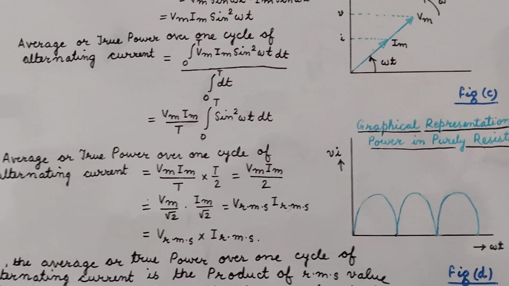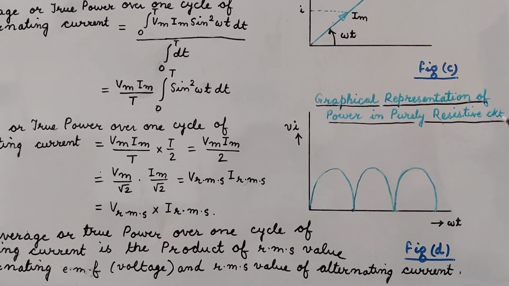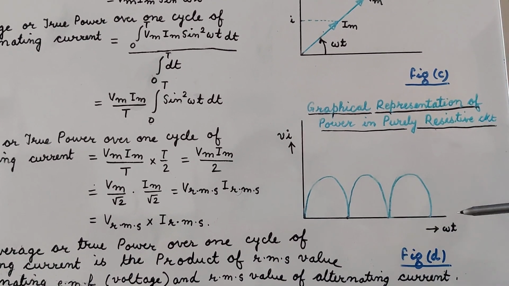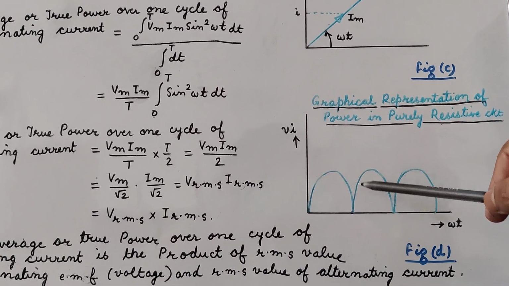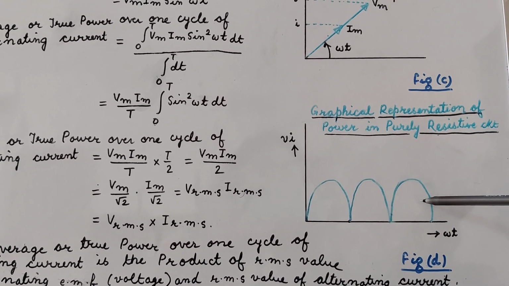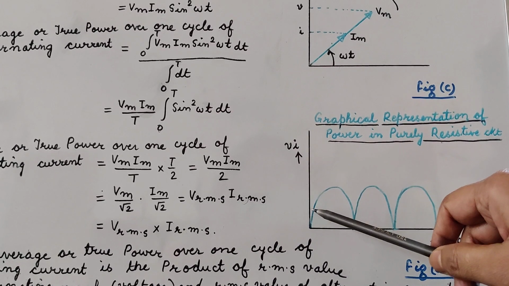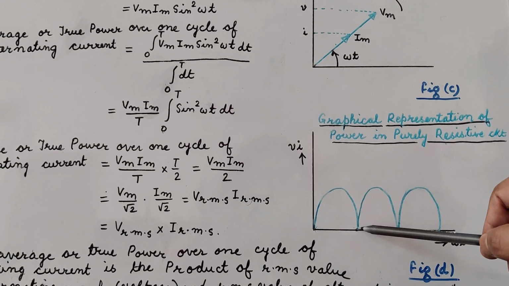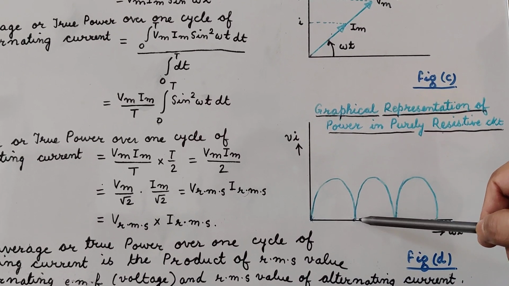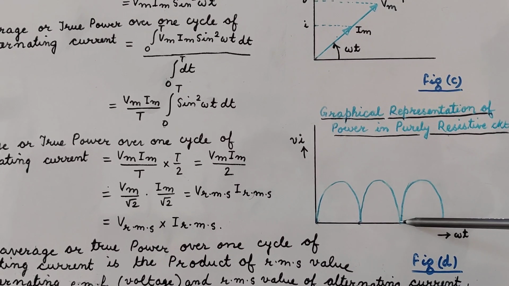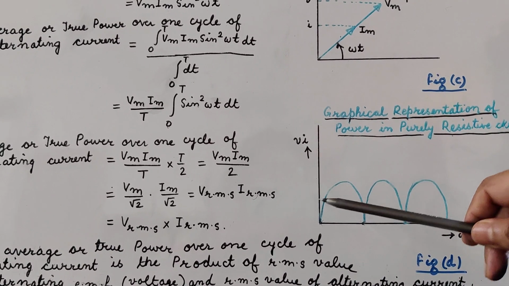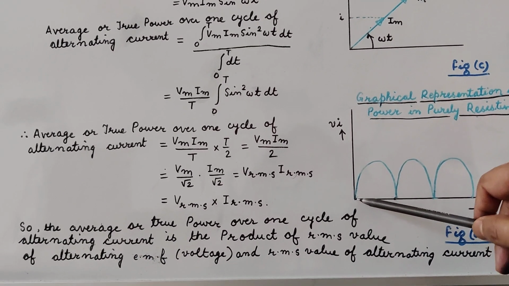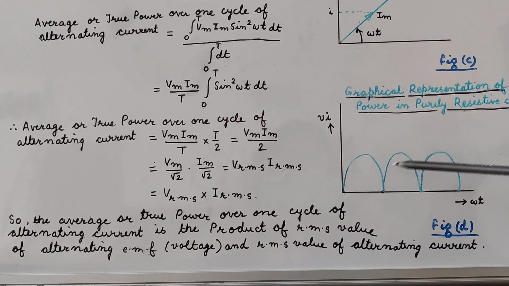Now if we draw the graph of power and time, then we find from this graph that the power is consumed at all times except when both V and I are 0. That is, no power is consumed here, no power is consumed at 180 degrees, no power is consumed at 360 degrees, and so on. That is, there is no consumption of power only when both V and I are 0. Otherwise, power is consumed at all the other times.